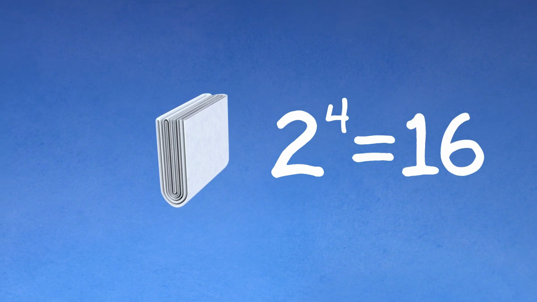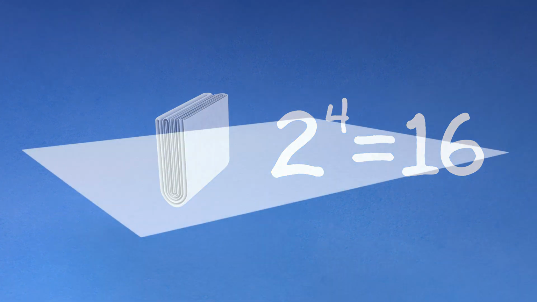Even if we can't see every layer in the folded paper to directly count its thickness, we can see the pattern in how it was made. 2 to the 4th power is 16. Let's see what an exponent would look like with a base number other than 2.